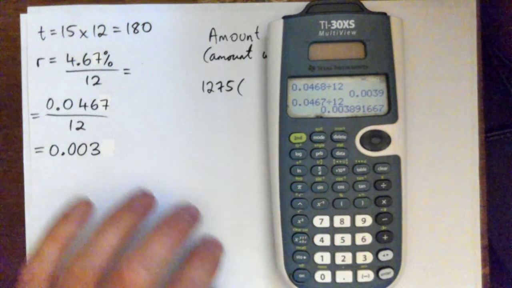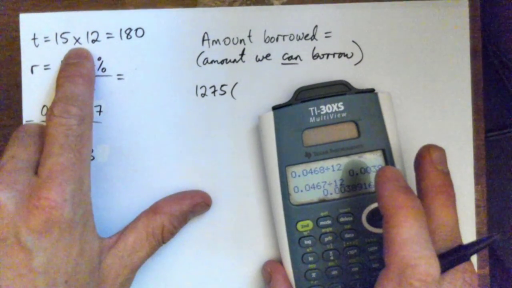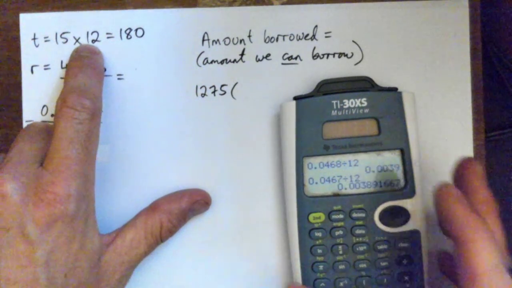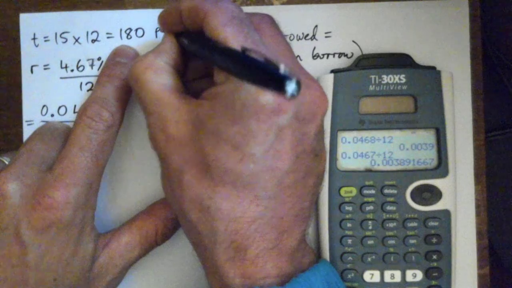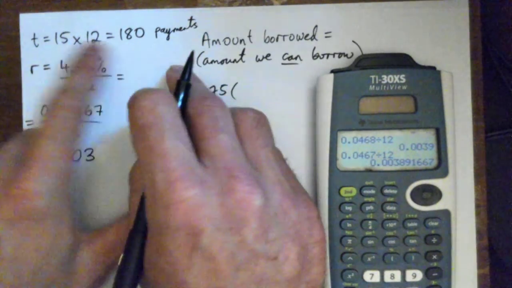All right, so we've got a 15-year mortgage, making payments every month for 15 years. That's 180 payments that you will make until the loan is fully paid off. So that's our T, 180.